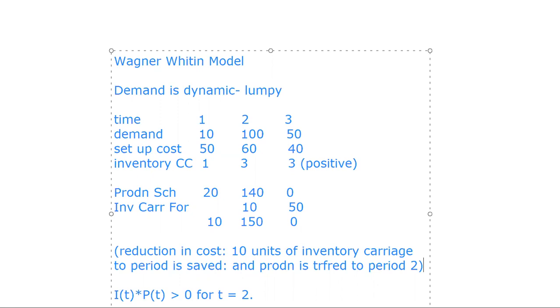Now I bring you back to this production schedule. It was 20, 140. Now the production schedule is 10, 150. So what has been done is I have saved on the 10 units of inventory which were transferred from period 1 to period 2. And for the production cost of this revised schedule 10, 150 to be less, what one more assumption is required? That's the question.